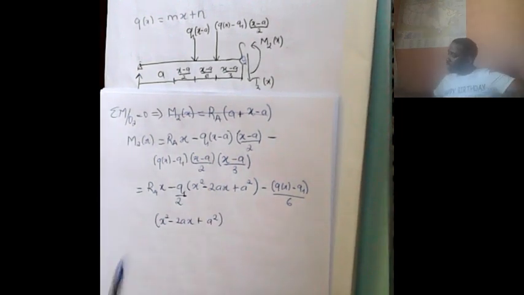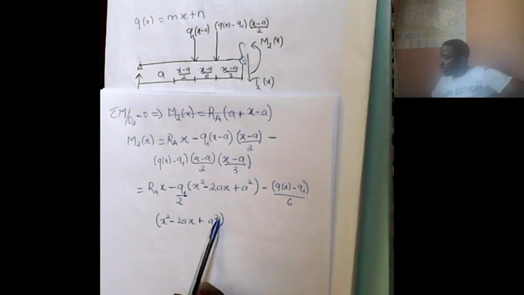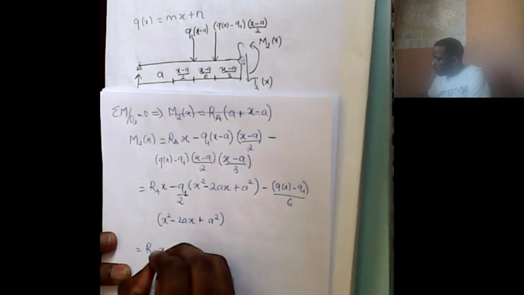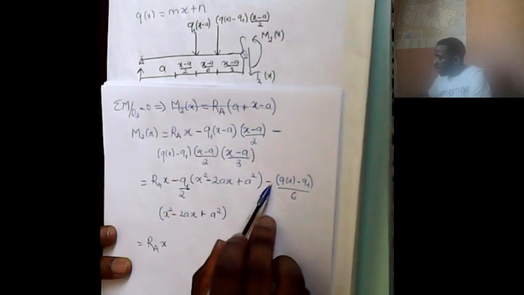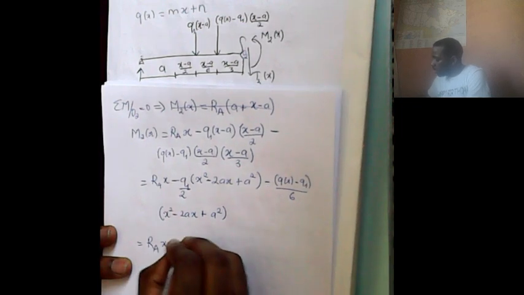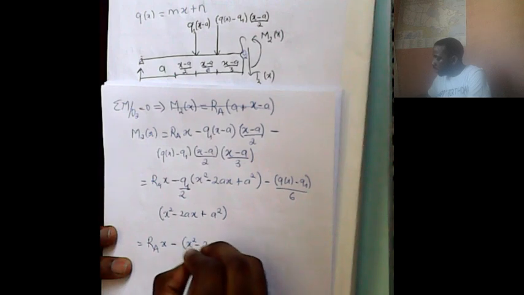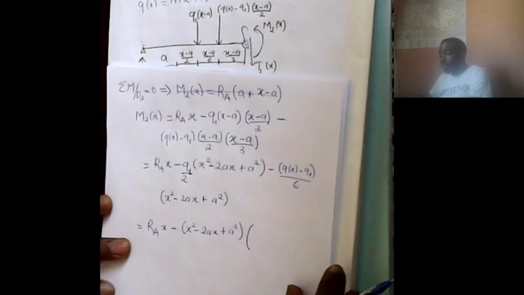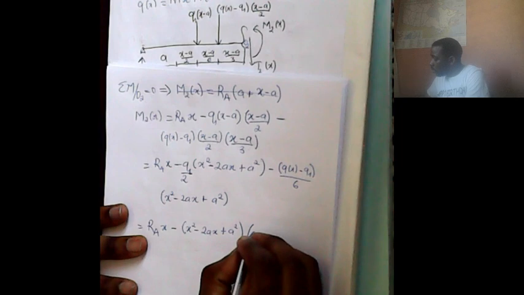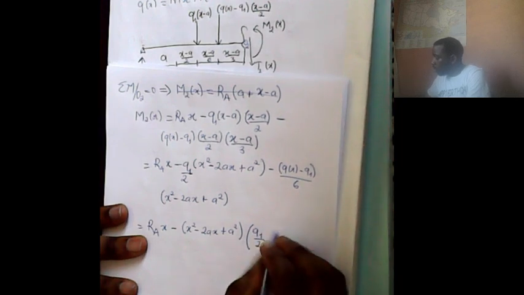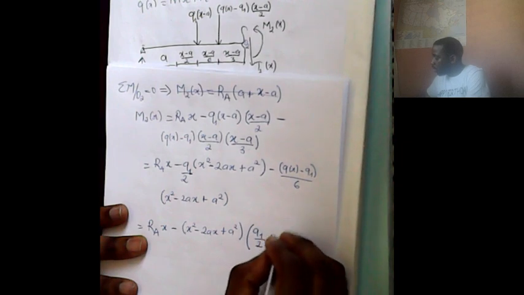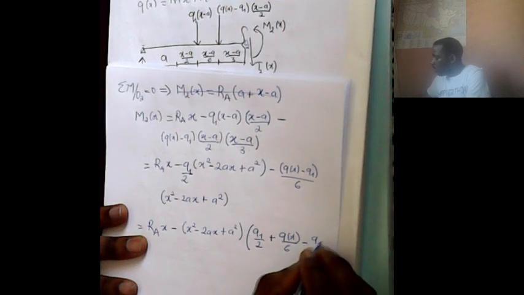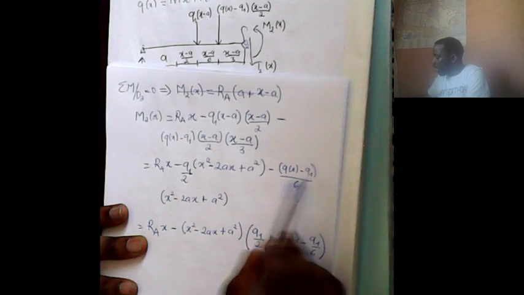So I can bring the terms in x squared minus 2ax plus a squared together, right? So this will give me rax. Should I use minus or plus? This one is minus, this one is minus. So if I use minus, I will have minus into x squared minus 2ax plus a squared, all of that into 1 on 2, okay? This minus I've already taken into consideration, plus mx on 6 minus 1 minus 1 on 6, which is the expansion of this one.